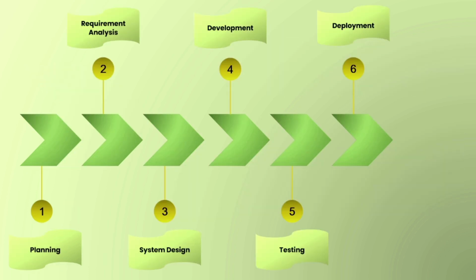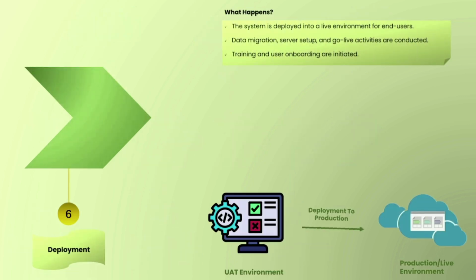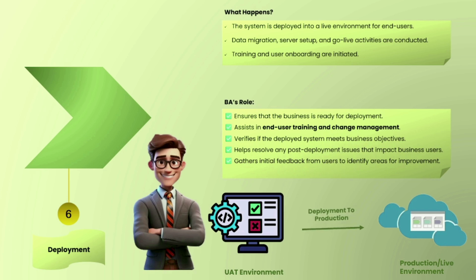Now check the deployment process. Well, we have already discussed what deployment is. Let us see the BA's role here. A BA here ensures that the business is ready for deployment, assists in end user training and change management, verifies if the deployed system meets business objectives, helps resolve any post-deployment issues that impact business users, and gathers initial feedback from the users to identify areas of improvement.